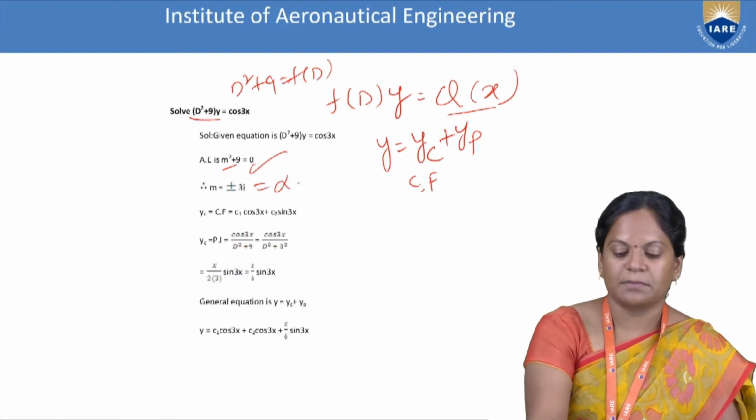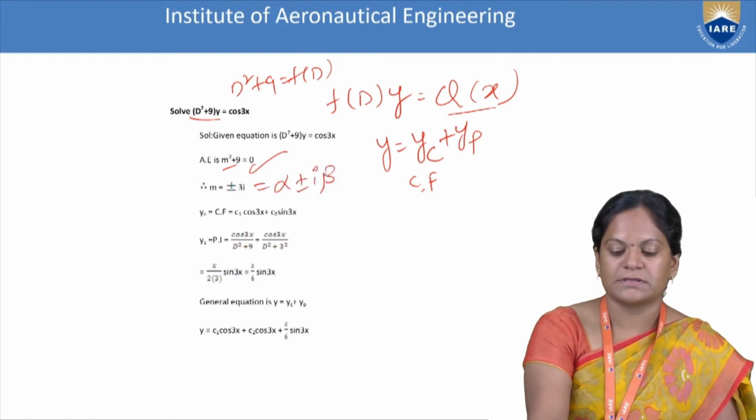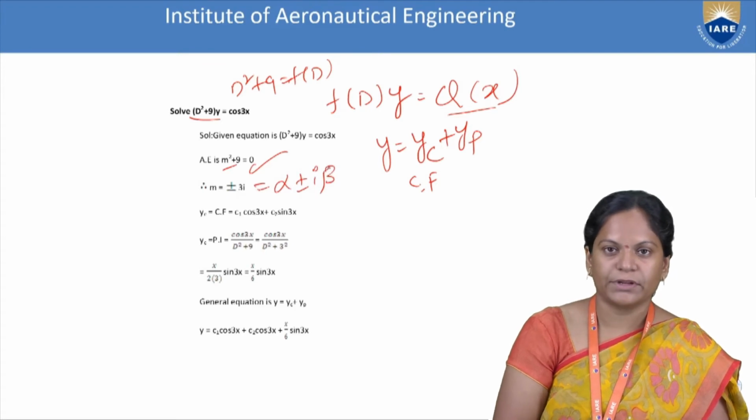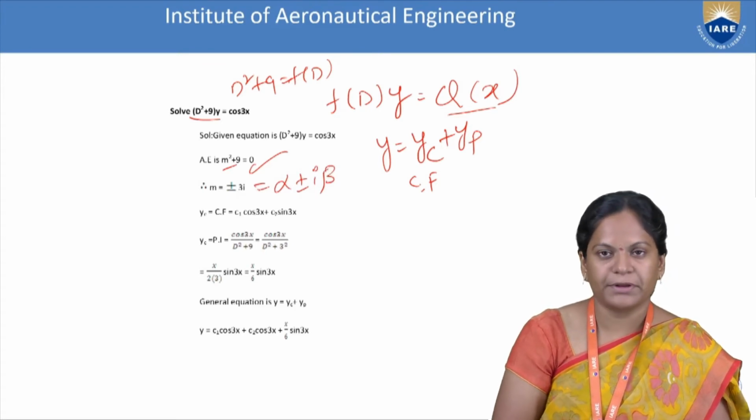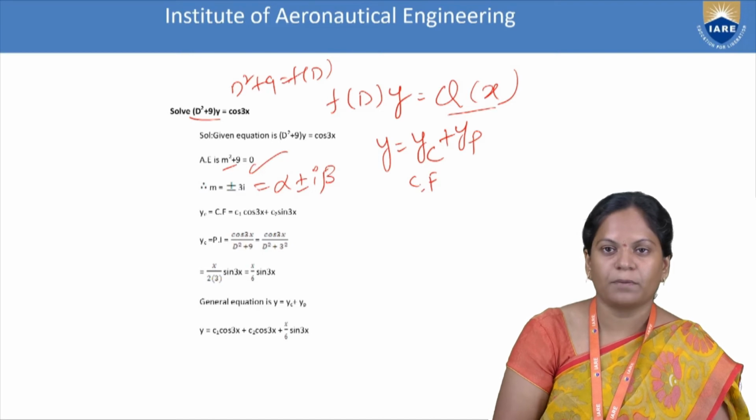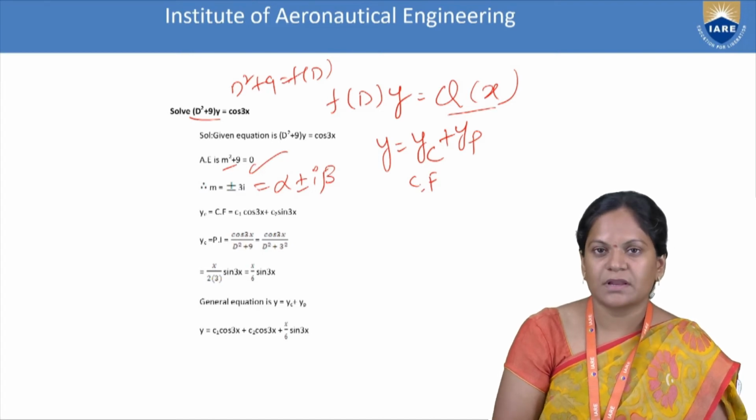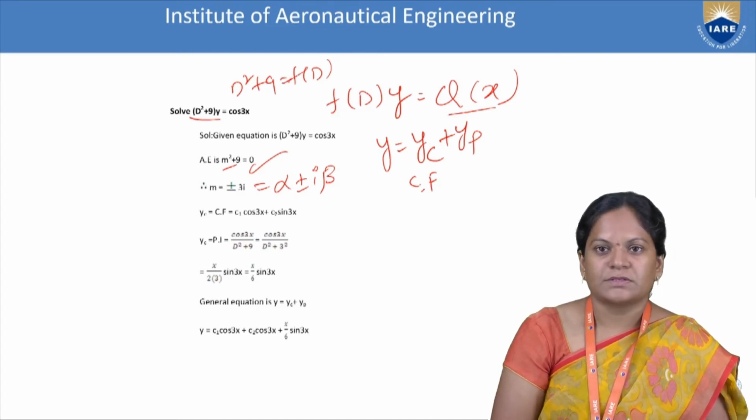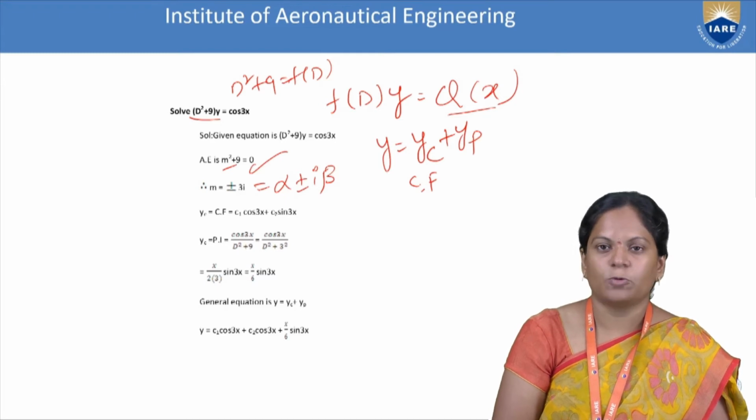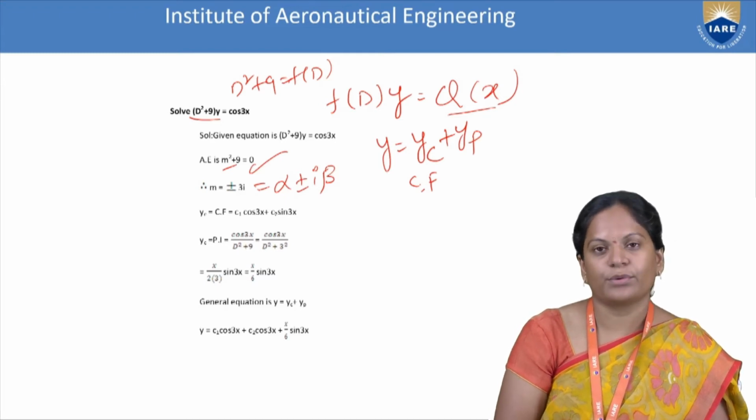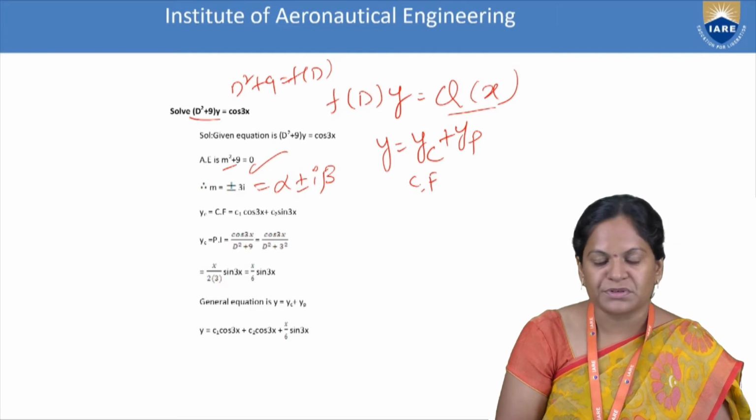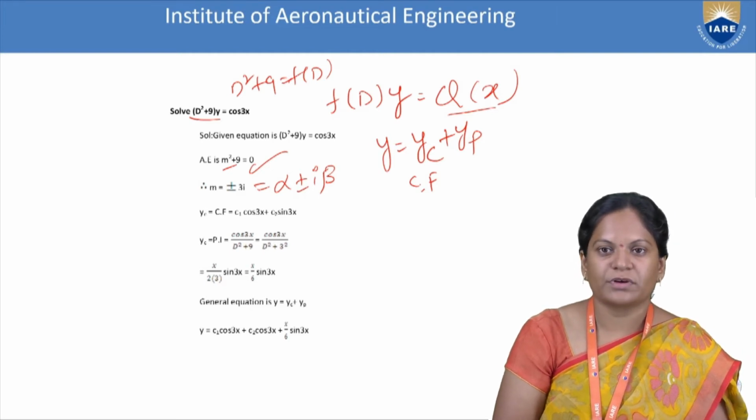These roots are nothing but complex roots, of the form alpha plus or minus i beta. Alpha is real, beta is real. The combination of alpha plus or minus i beta is nothing but a complex number. So already we know the complementary function where the roots are complex numbers. What is the complementary function?